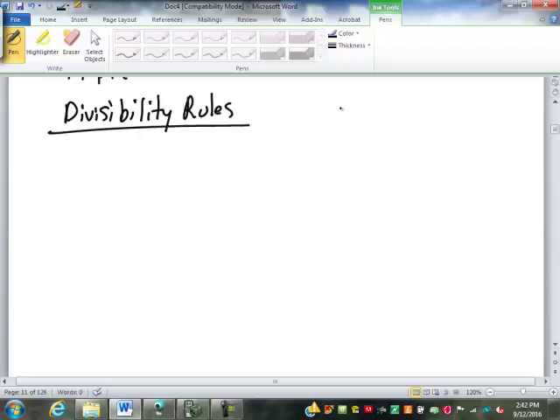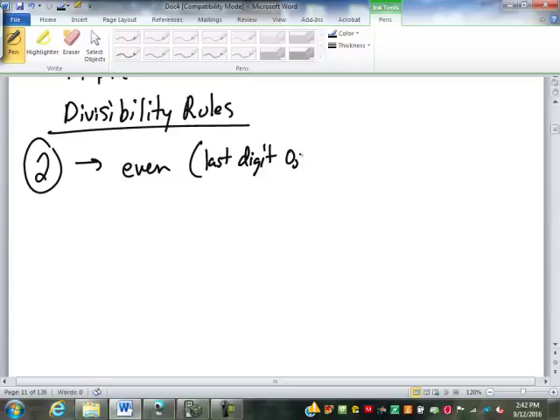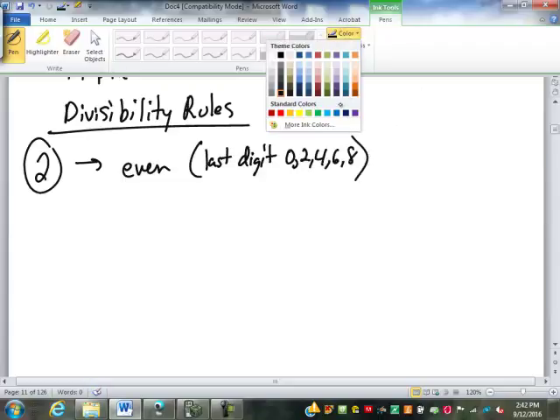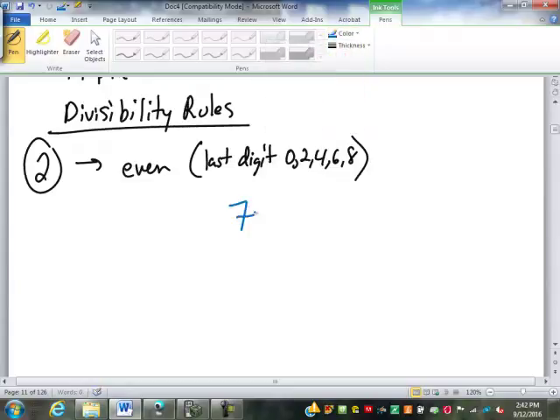How can I look at a number and very quickly tell if it's divisible by 2? It's even. And by even, of course, we mean the last digit is 0, 2, 4, 6, or 8. So I might have a number like 73,954. All we care about, if we're looking to divide that by 2, is that last digit. It's a 4, so the whole thing can be divided by 2.